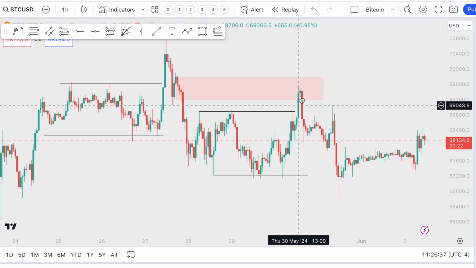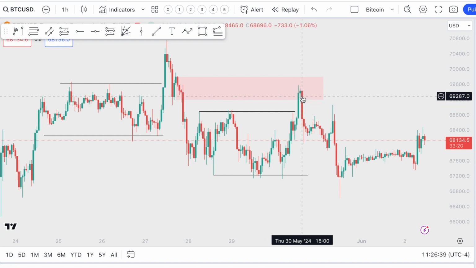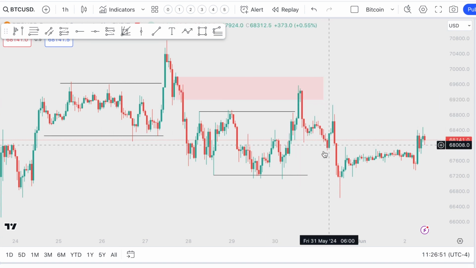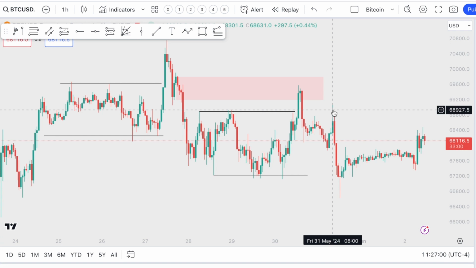So when we broke up above this, we went into that supply zone. We got that rejection. I entered around 69.1. So I entered off the 15-minute time frame. I'm around 69,000 to 69,100. I got to take two take profits here. My final take profit was down here. Unfortunately, I moved my stops to break even, so I got stopped out that way. Doesn't really matter to me. It was a green trade. So, it is what it is.